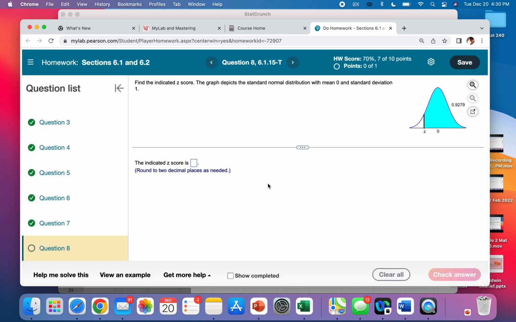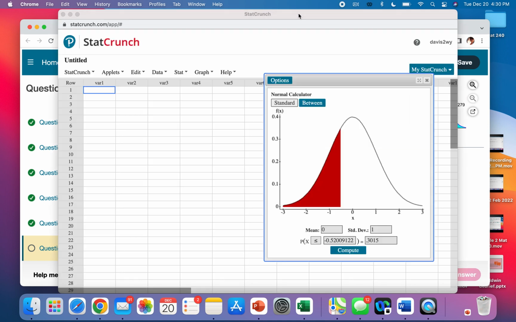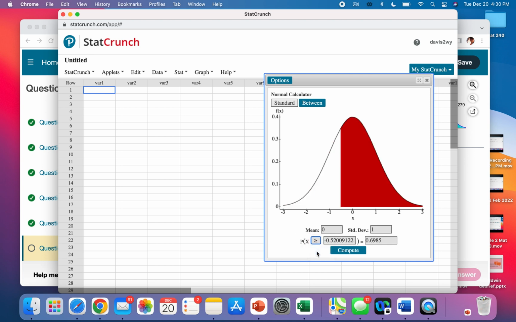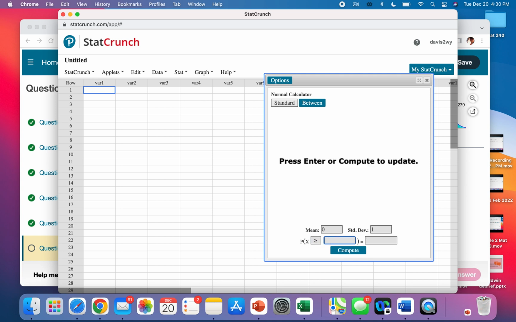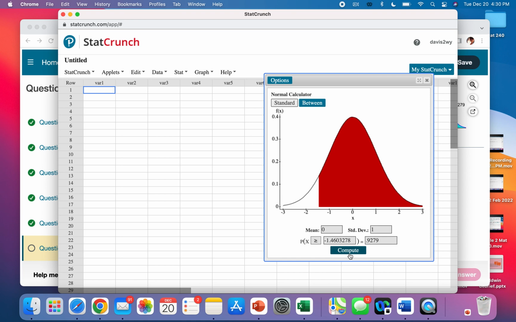Okay, so this time what's shaded is the area to the right, and the area shaded is 0.9279. So it's the area to the right, so that's the area greater than. We're trying to find the Z, and the area is 0.9279. So we know the area to the right. Okay, so that means we know what it's equal to. Okay, so that minus 1.46 is my answer, minus 1.46.